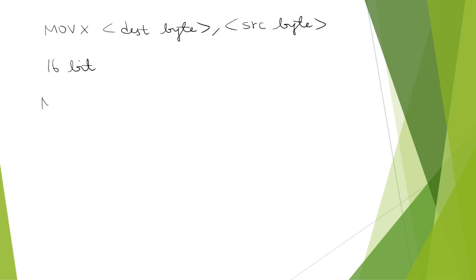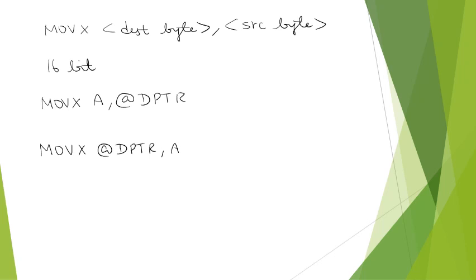So we have the instruction MOVX A, @DPTR. This instruction will move the data from the external memory whose address is pointed to or held by the data pointer to the accumulator. Similarly, we have MOVX @DPTR, A. This instruction will move the content of the accumulator to the external memory location whose address is held by the data pointer.